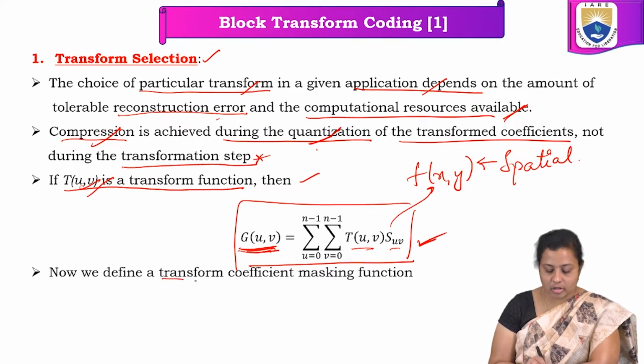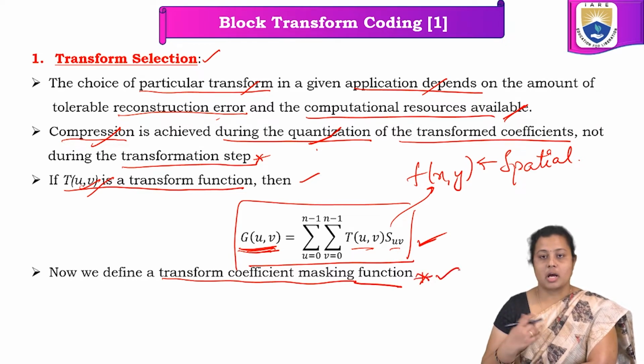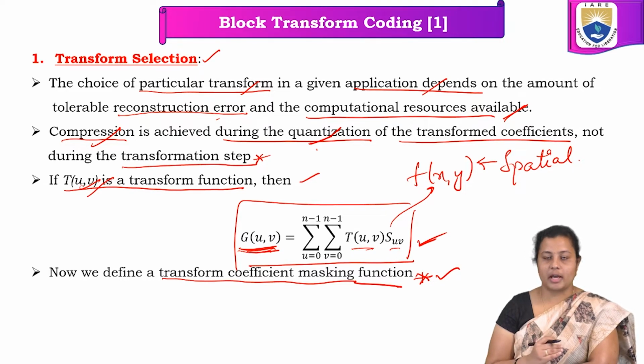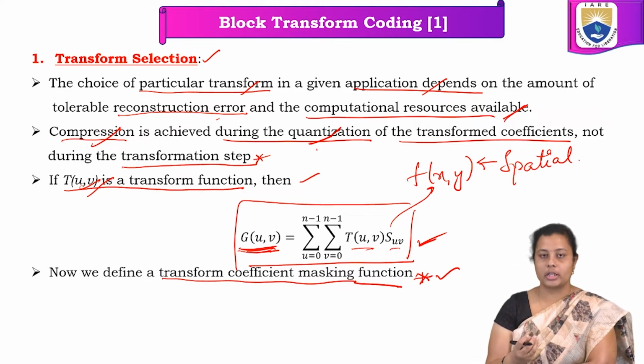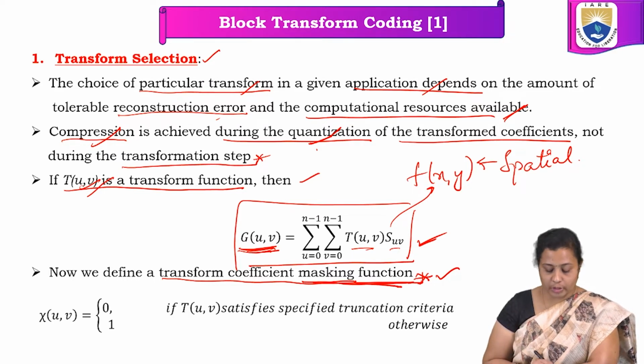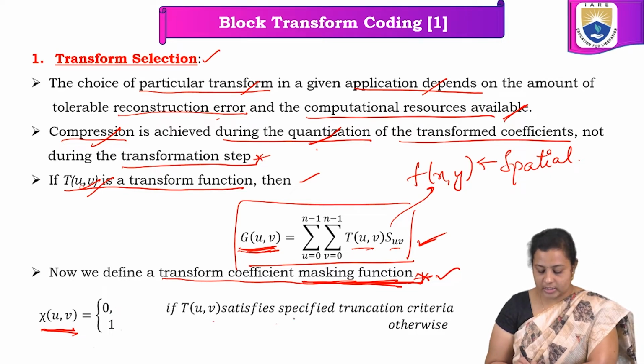Now we define a transform coefficient masking function. This is another important parameter. Why do we need this masking function? As I said before, the small magnitude coefficients are costly to quantize, or they are neglected. So which transform coefficients are small in magnitude should be decided, and that is defined by your masking function. We define the masking function as eta of u comma v, which is 0 if T of u comma v satisfies the specified truncation criteria, and 1 otherwise.